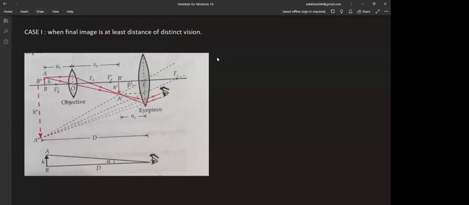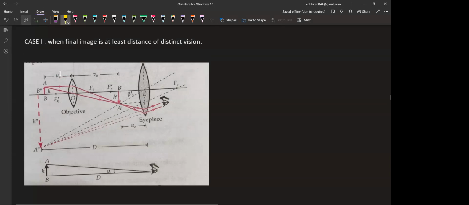So when image is at least distance of distinct vision, you can see from here. This is the objective lens. This is the eyepiece. Now focus on each ray properly. Look here. Here the object was kept. One ray. Look at this carefully, class. Or should I zoom it more? I think this is fine.